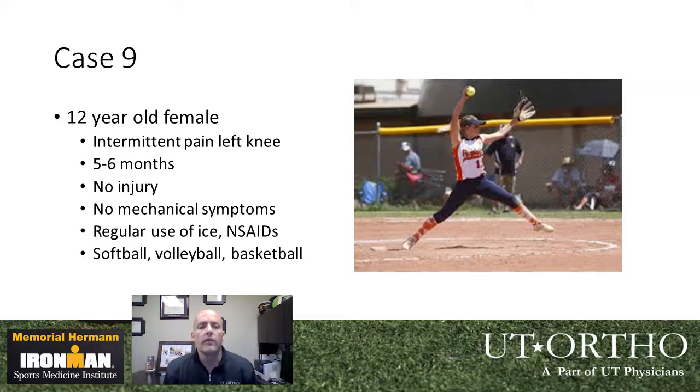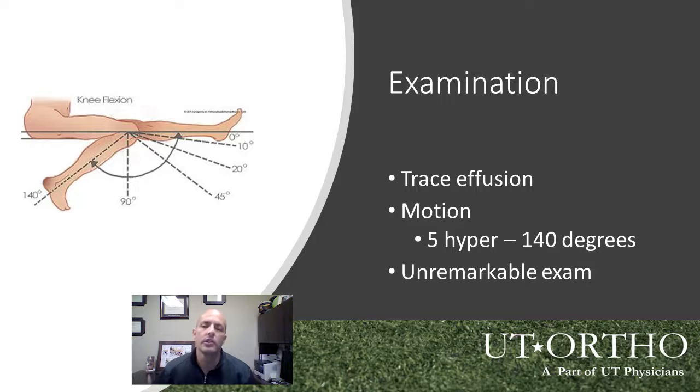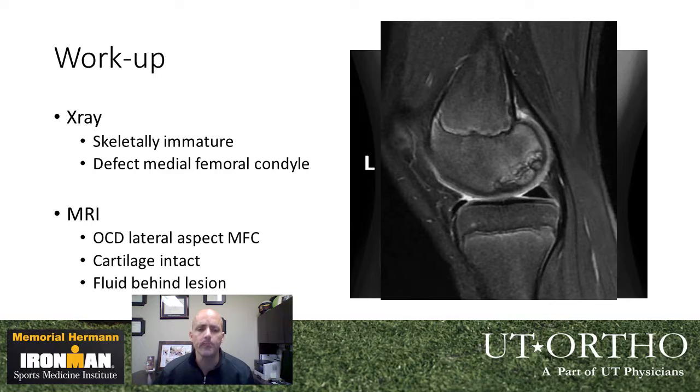Case 9 is a 12-year-old female. She's a multi-sport athlete who complains of intermittent pain in her left knee. It's been occurring for the last 5 to 6 months. She can't recall a specific injury. She has no mechanical symptoms, but she's regularly using ice and NSAIDs, which is unusual for a 12-year-old. Her exam shows a trace effusion. She has normal motion and otherwise an unremarkable exam.